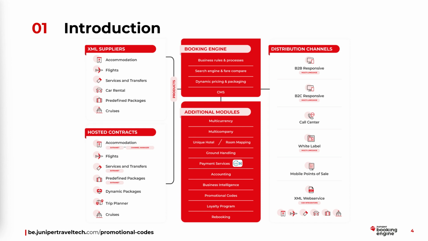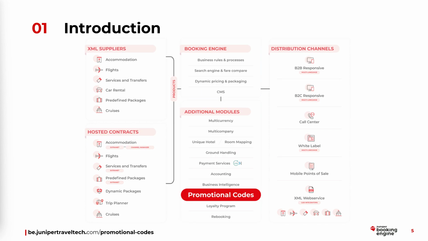So let me start by giving you some context to this module. In this diagram, we have an overview of the modules that are currently available in Juniper. On the left side, we can see the product to be sold coming from both external suppliers as well as own contracting. The rules of all these products are defined in what we call the Juniper back office or intranet, where you can configure your clients, intranet users, business rules such as markups, commissions, taxes, etc. And then on the right side, we can see all the different types of distribution channels that Juniper offers. As you can see here, the Juniper Promotional Codes module is part of the available additional modules configurable from the Juniper intranet.